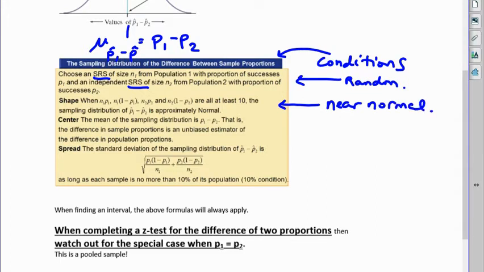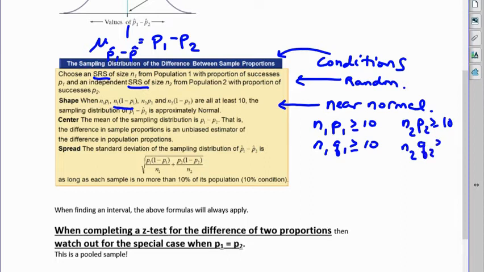If somebody tells you that n times p and n times q need to be greater than or equal to 10, it needs to be true for group number 1, but group number 2 also needs to be meeting this as well. So you're going to need both groups. And then we're going to need independence.